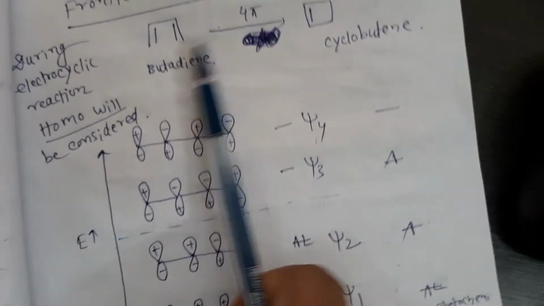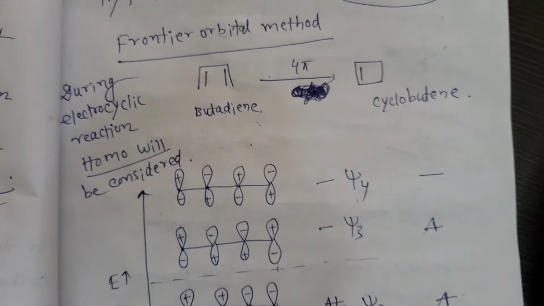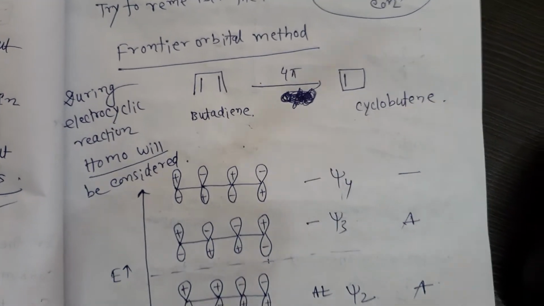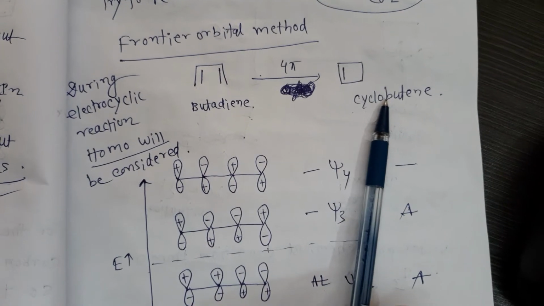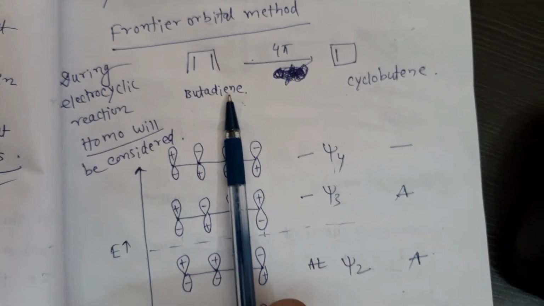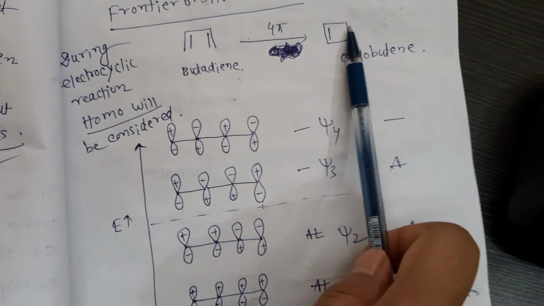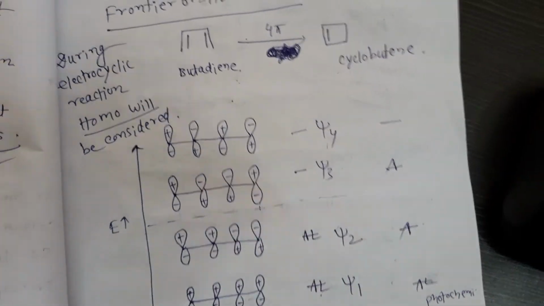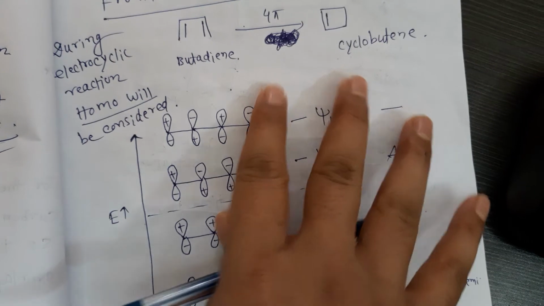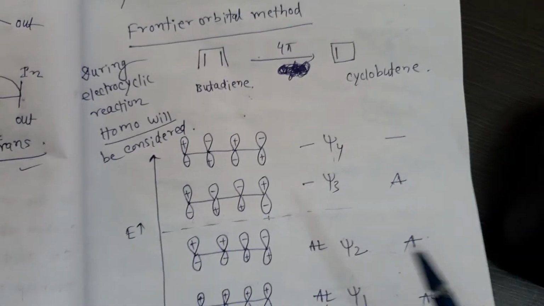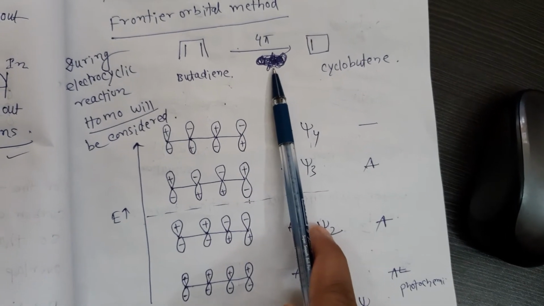So the butadiene to cyclobutene reaction occurs either thermally or photochemically. Thermally it proceeds through conrotatory mode, but photochemically it proceeds through disrotatory mode to form the product. There is no substituent effect here, so we just consider this example to verify the selection rule. Do not write either H nu or heat here.